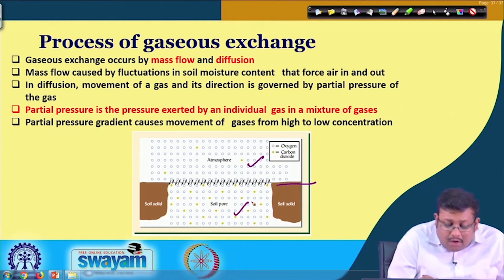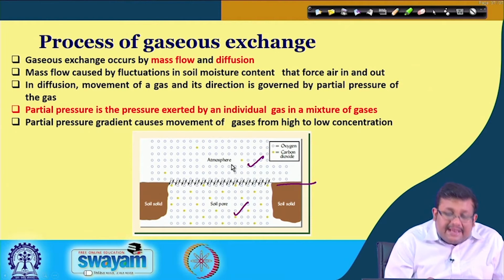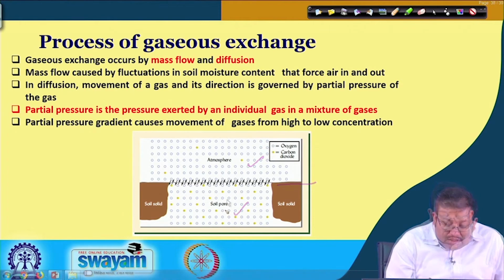Obviously, these hollow spheres are the oxygen molecules, and these solid spheres are the carbon dioxide molecules. As you can see, the proportion of carbon dioxide is quite high in the soil air as compared to atmosphere, and the opposite trend can be found for oxygen, and it is very expected. Why? Because in soil air millions of microorganisms are present.